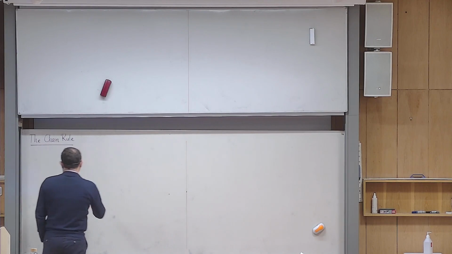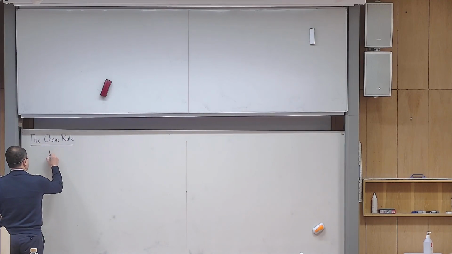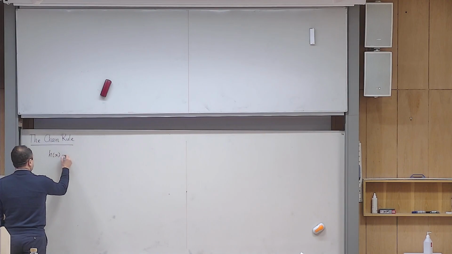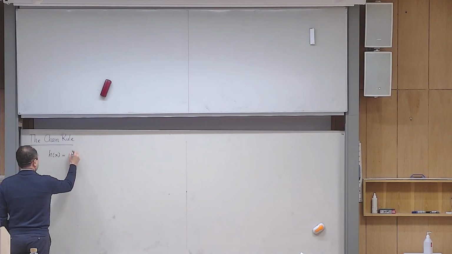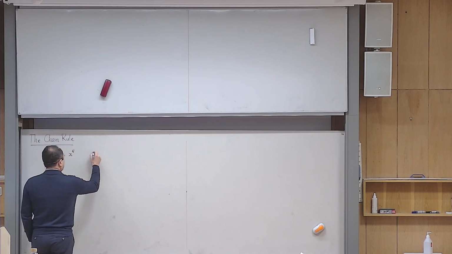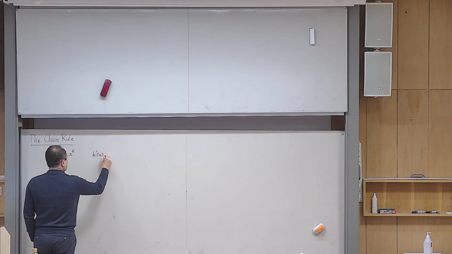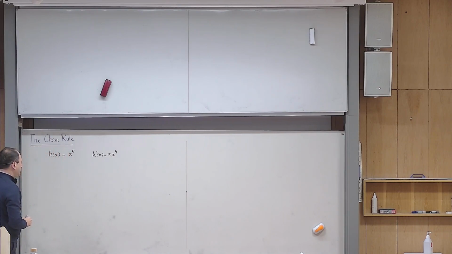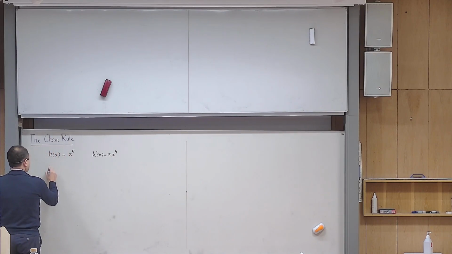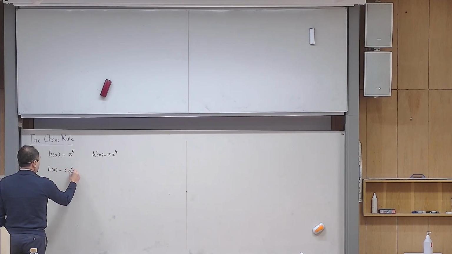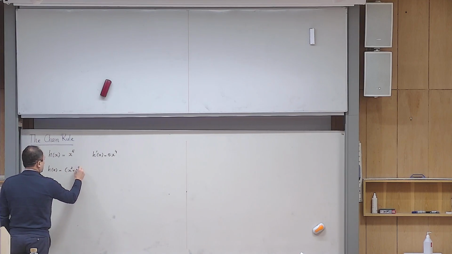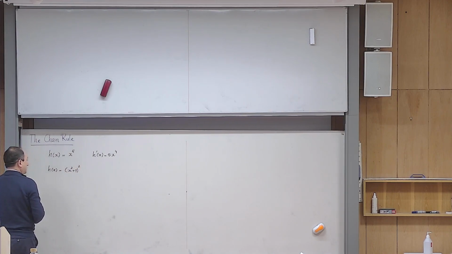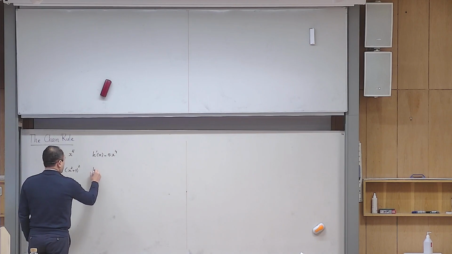if I give you this function, h of x, for example, x to the power 5, and I ask you to differentiate it, it's extremely simple. You get 5x to the power of 4. But let me change the problem a little bit. I give you h of x to be equal to (x squared plus 1) to the power 2. Okay, and then I ask you to calculate the derivative of h again.